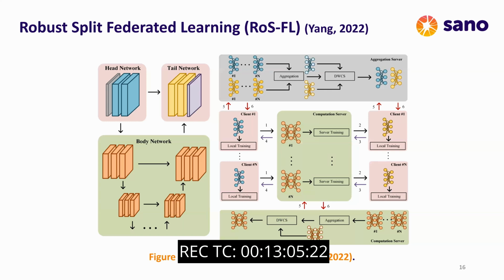An example is robust split federated learning, which divides the neural network into three parts: head network, tail network, and body network. The head network and tail network are stored by the client servers and the body network by the computation server. And during the aggregation, the parameters of head network and tail network are averaged by the aggregation server and the parameters of body network by the computation server.